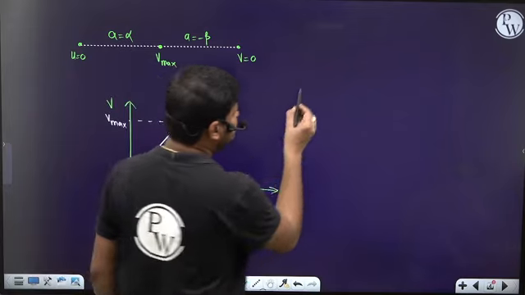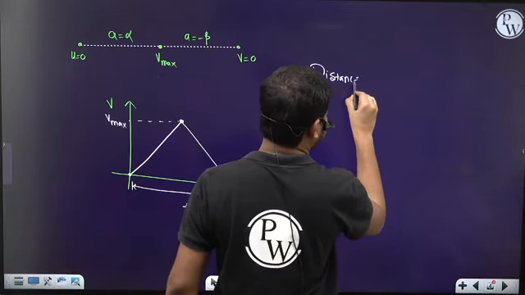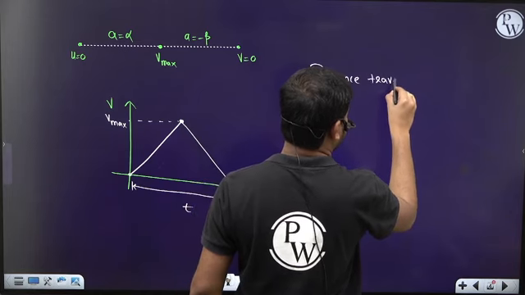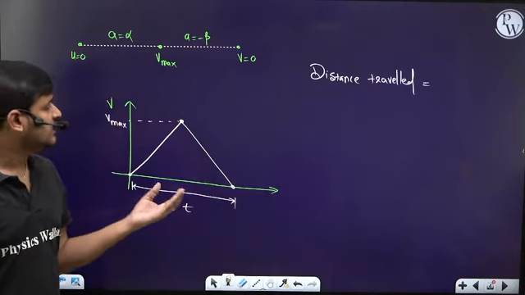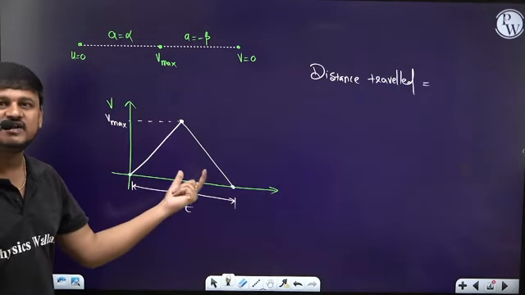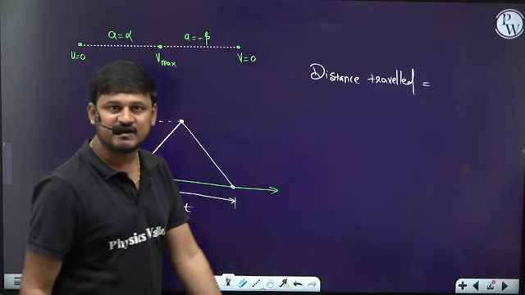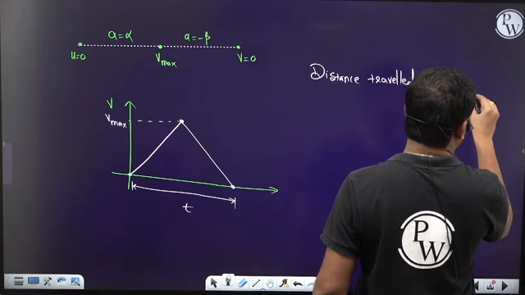Now I need the distance traveled. How do you find the distance traveled? The simple logic, you know that the area under the VT curve will give the distance traveled by the body. So I can write here: area under VT curve.